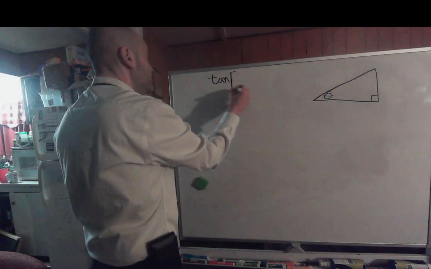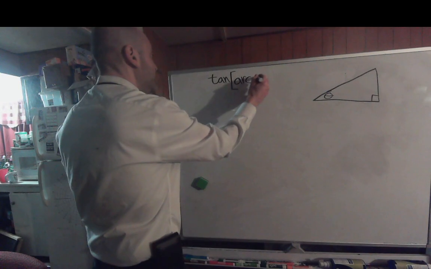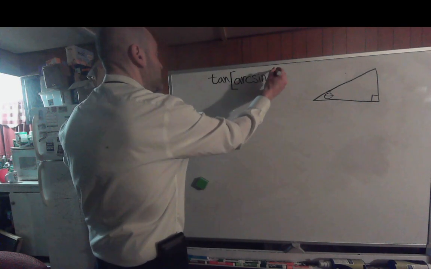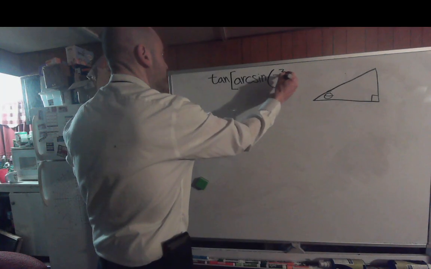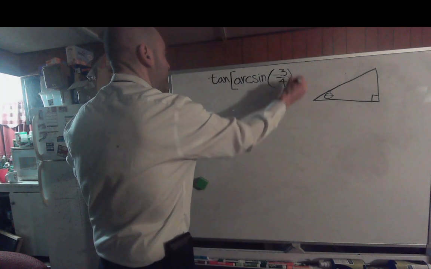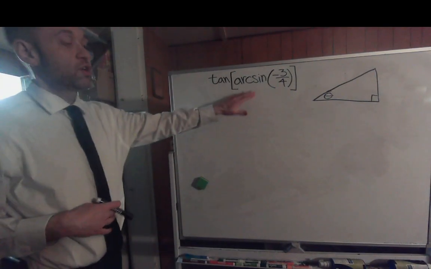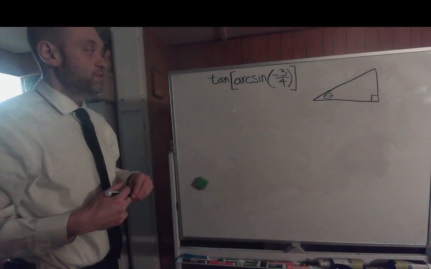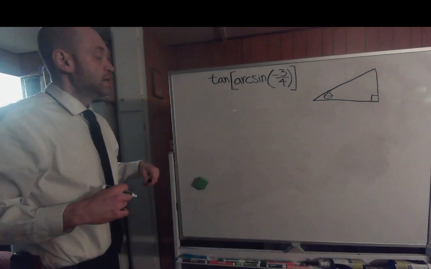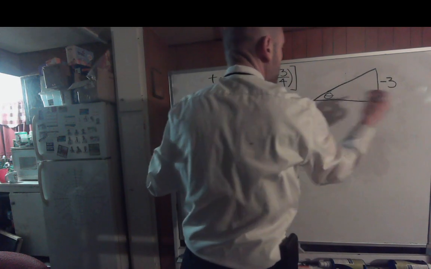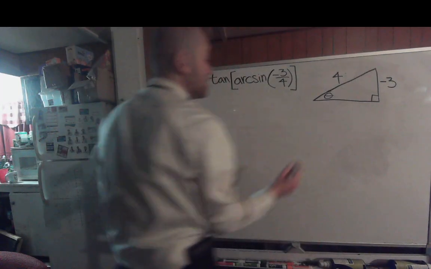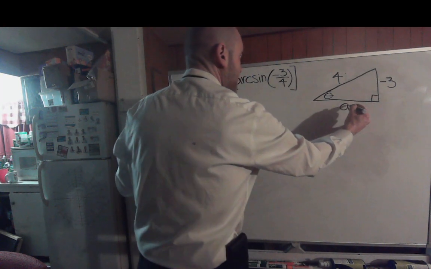Alright, the tangent of the arc sine of negative 3 over 4. So we're going to take the tangent of the arc sine of negative 3 over 4. So sine, of course, is opposite, so negative 3 over hypotenuse 4. So let's solve for side A.